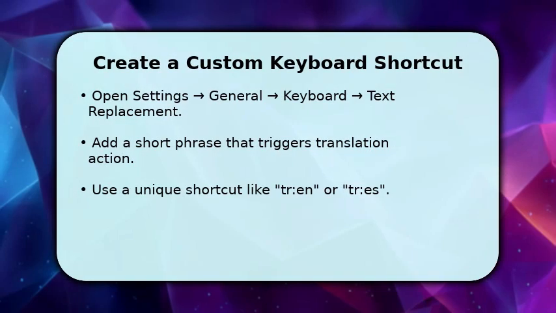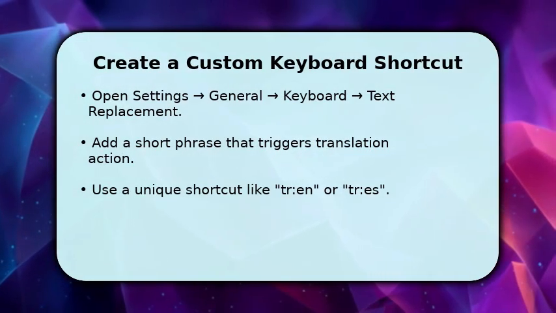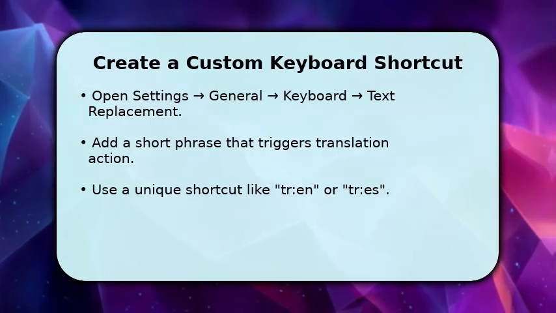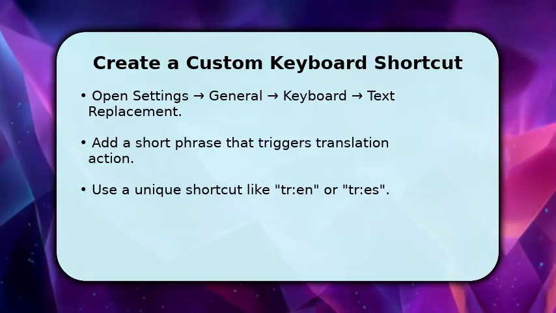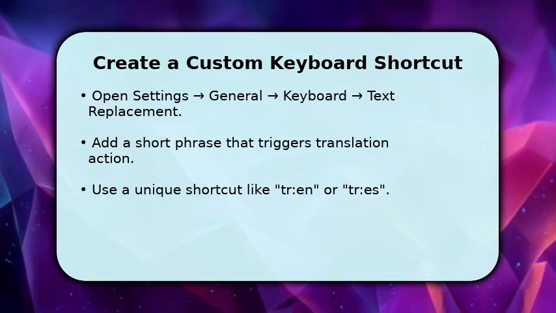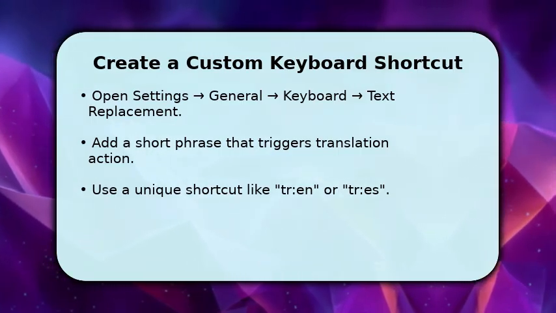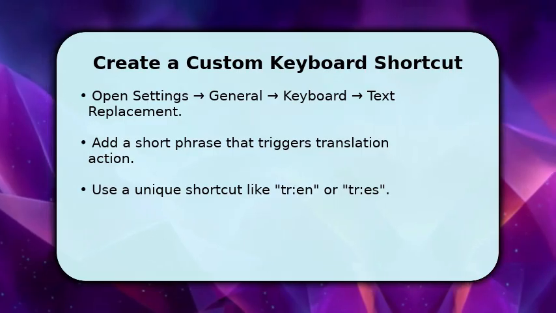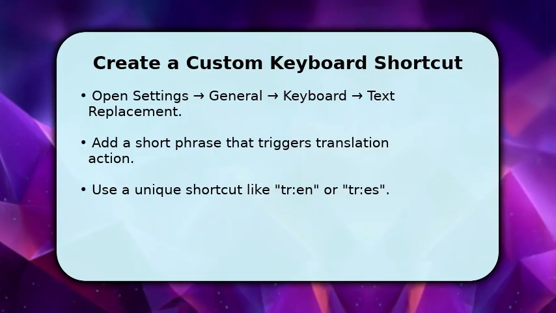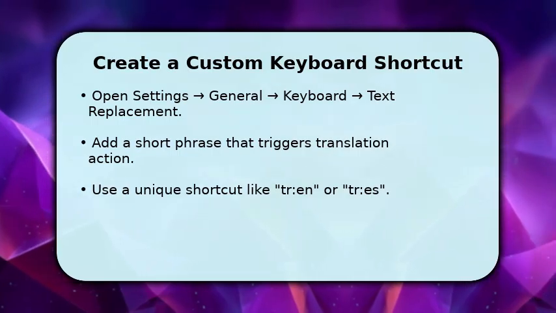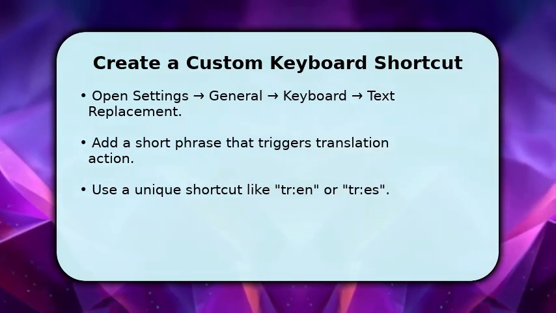Now you build the bridge between typing and Google Translate by creating a shortcut. Go to Settings, General, Keyboard, then Text Replacement and tap the plus button to add a new entry. Enter a phrase that will act as the trigger and set a concise shortcut, for example TR, N for English or TR, E's for Spanish, so you can type it quickly. Once added, the keyboard will suggest that phrase. When accepted, it launches your workflow to copy text into Google Translate, making the process fast and consistent.